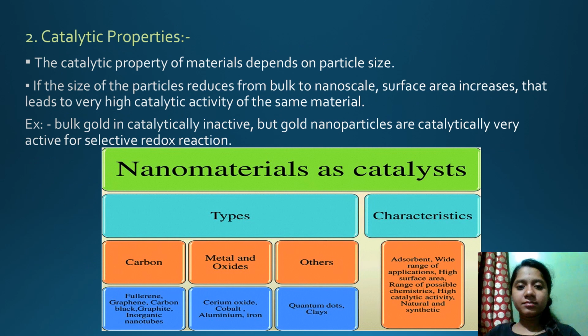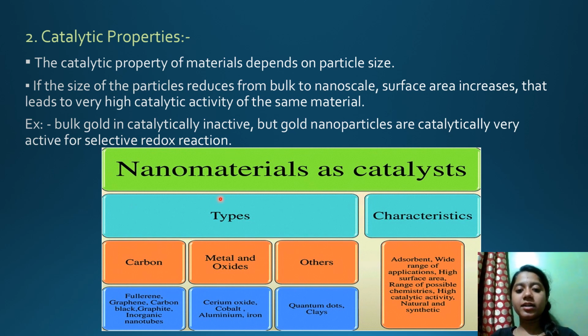The second property, that is the catalytic property. The catalytic property of materials depends on particle size. If the size of the particles reduces from the bulk to nanoscale, the surface area increases. That leads to very high catalytic activity of the same material. For example, bulk gold is catalytically inactive, but gold nanoparticles are catalytically very active for selective redox reactions.